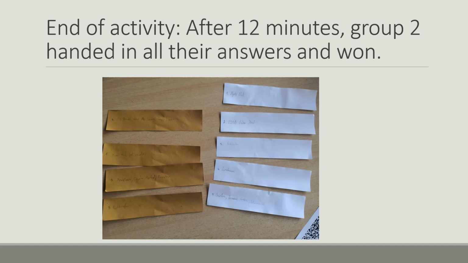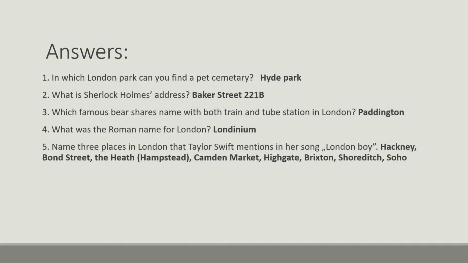And after about 12 minutes, group 2, which had white papers, handed in all their answers and won. All the answers were correct. Group number 1 lost one piece of paper with one answer, so they didn't win this time, but because we agreed that we are going to do this again, they have an opportunity to win next time.